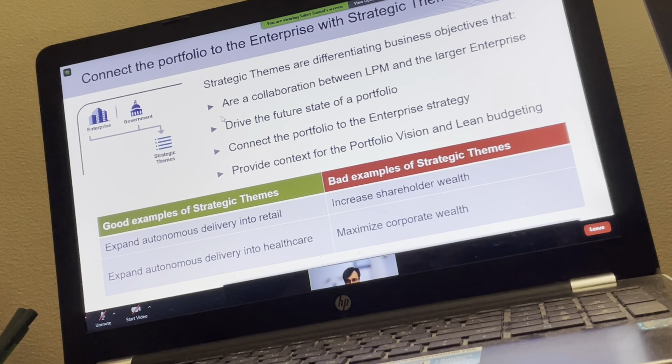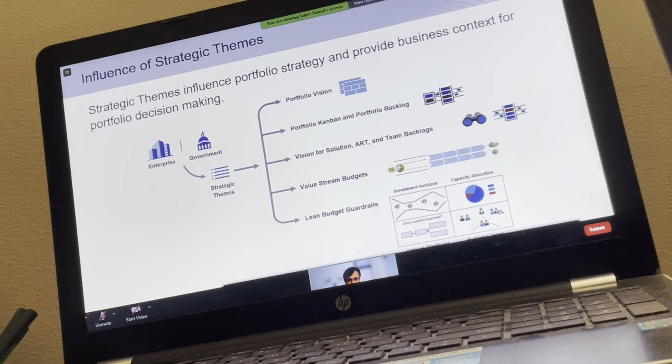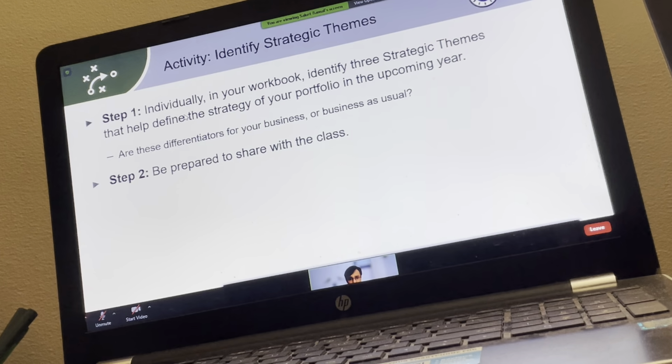Any question on the strategic theme? You see this thing is going to come. Strategic theme influences your vision. We will see all these topics in the next half an hour. Okay, so we move. Understood the strategic theme.